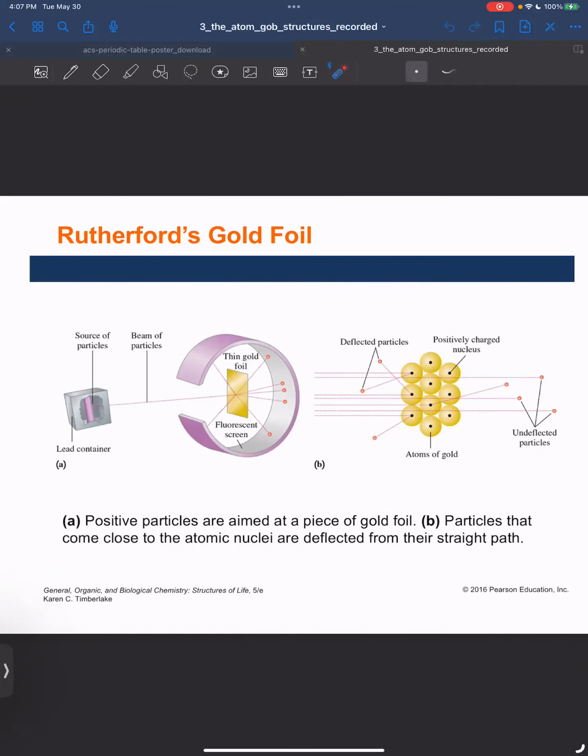And so he had atoms of gold. He had a source of particles. And what he found was that most particles went through, but only a few were deflected because of the positively charged nucleus in the center of these atoms.